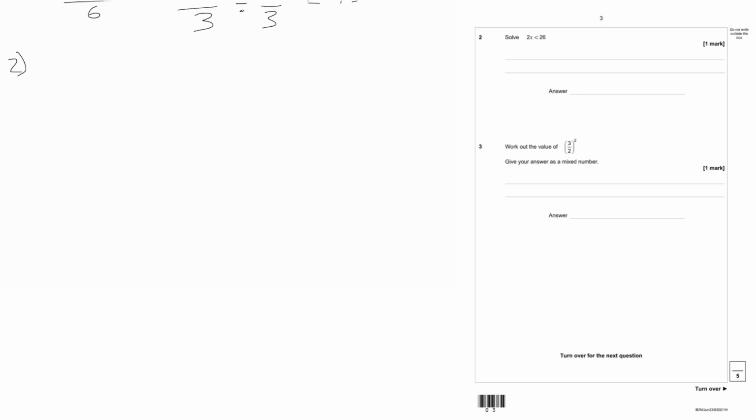So question 2, we have solve 2x is less than 26. So here all we're going to do is we just divide both sides by 2, and the 2's cancel out on this side, so we get that x is less than 13.